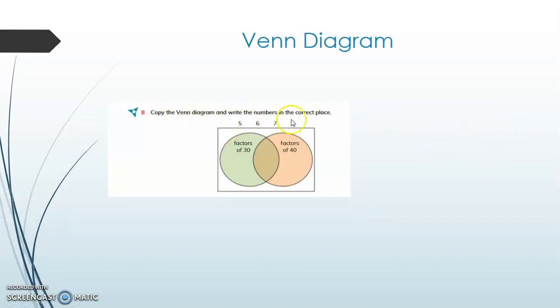Copy the Venn diagram and write the numbers in the correct place. 5, 6, 7 and 8 are the given numbers. Here you can see it is factors of 30. Here it is factors of 40.